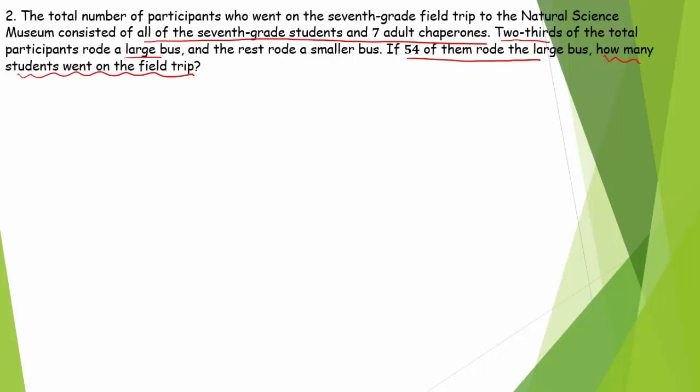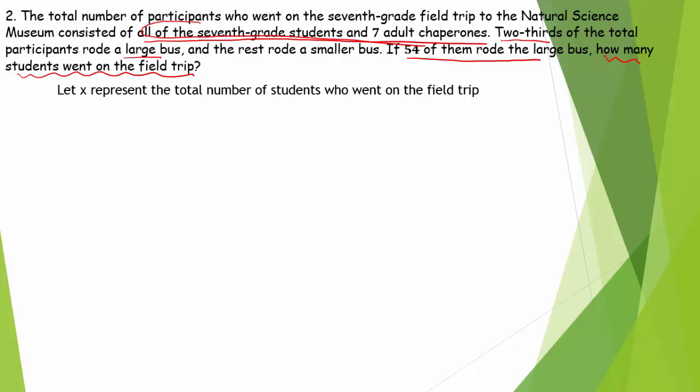So as soon as it says how many students went on the field trip, that tells me what I'm going to let X represent. Let X be the total number of students who went on the field trip. Well, I know on that large bus, 2/3 of the total participants rode the large bus. So what were the total participants in the field trip? All of the 7th graders plus 7 adult chaperones. So that's X plus 7.